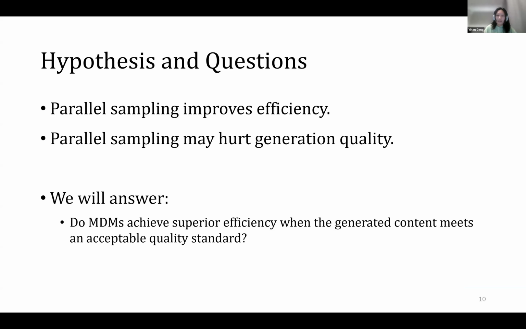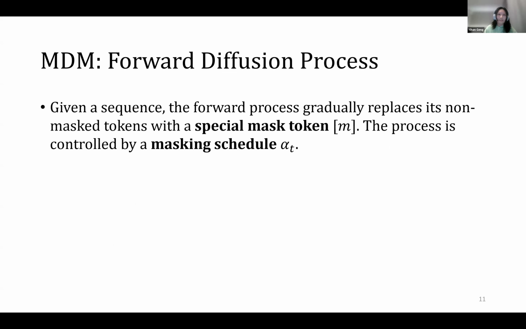So you can acknowledge that there is some sort of trade-off between the efficiency and generation quality of MDMs, but the more critical question we seek to answer is: to what extent does parallel sampling impact performance, and is that acceptable given the efficiency gains it offers? So in the following sections, we aim to answer the question: do MDMs achieve superior efficiency when the generated content meets an acceptable quality standard? But before going deeper, we have to first take a closer look at the theoretical framework of mask diffusion models.